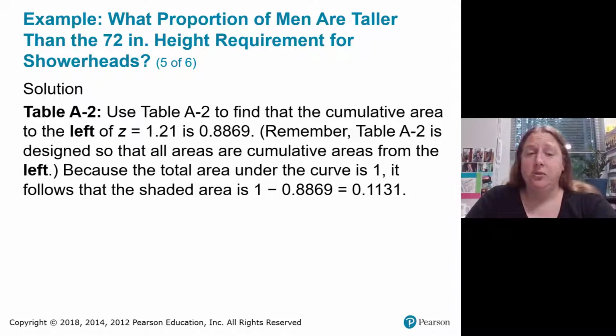So, using table A2, we'll look for our z-score of 1.21, and it's going to give us a cumulative area to the left of that value of 0.8869. So again, to find the area to the right, we'll be taking 1 minus that probability, so we'll take 1 minus 0.8869 and get a value of 0.1131.